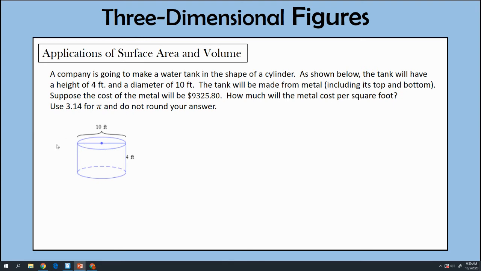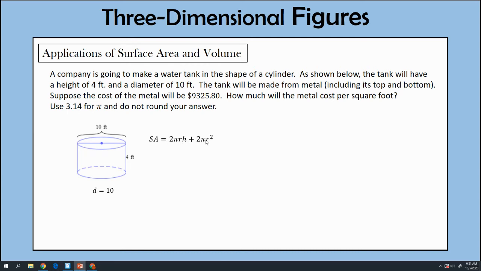Okay. So again, if we're making the container, then we're making the surface of the container. So this is surface area. Surface area for a cylinder, 2 pi r h plus 2 pi r squared, a formula that you have. Okay. Plug in what you know. Actually, let me take a step back here.